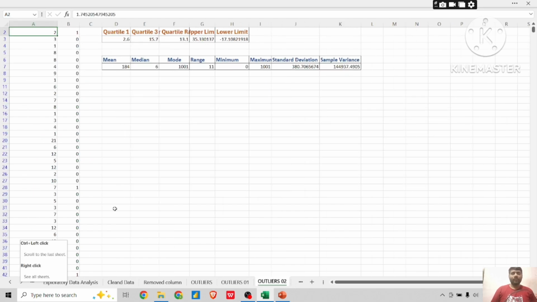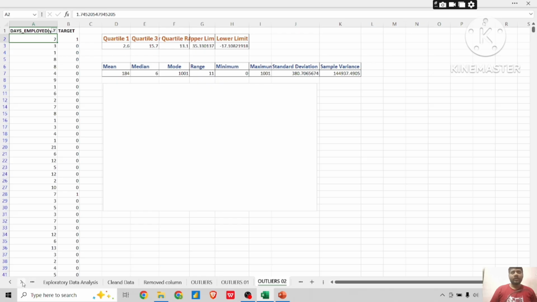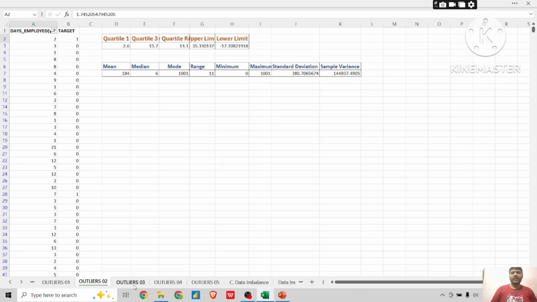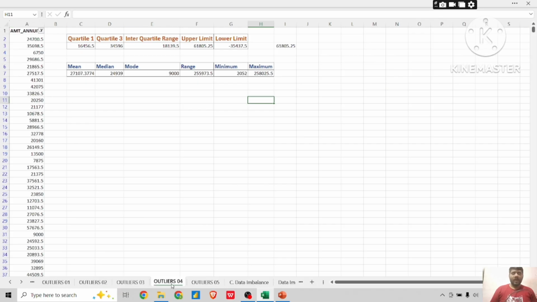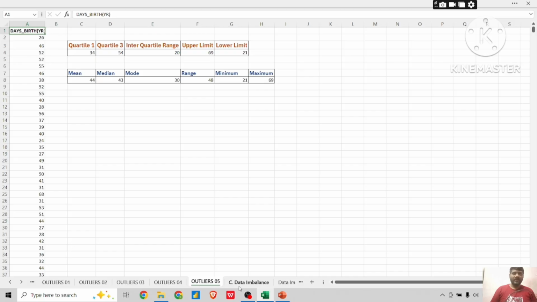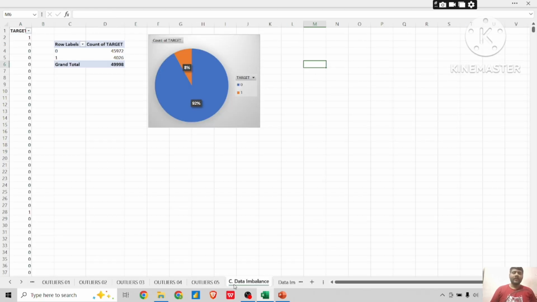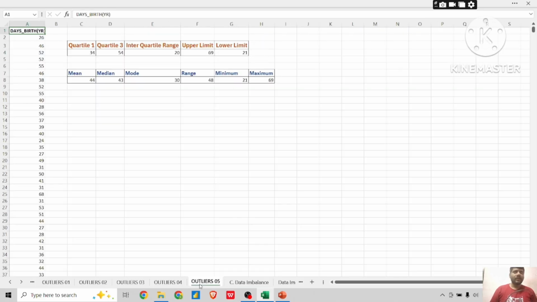QUARTILE.INC function, I calculated Q1. Q1 is the 1/4 percentile. Q3 is the 3/4 percentile, and then IQR. IQR is Q3 minus Q1. I set the outlier boundaries as lower limit and upper limit. Lower limit is Q1 minus 1.5 times IQR. Upper limit is Q3 plus 1.5 times IQR.